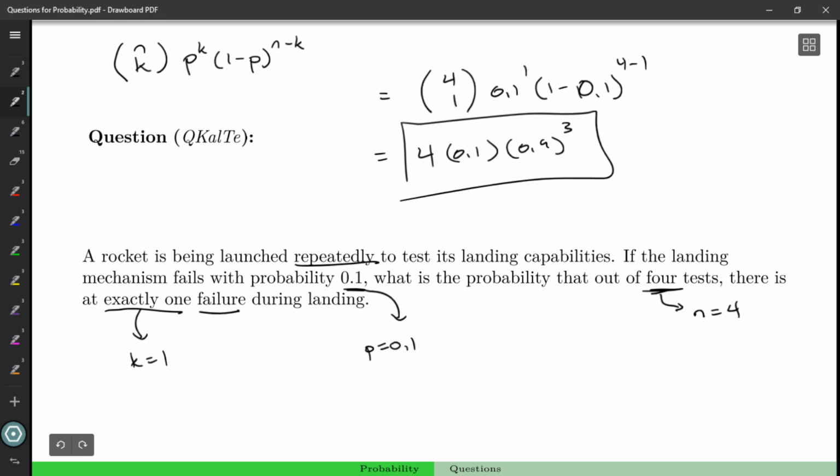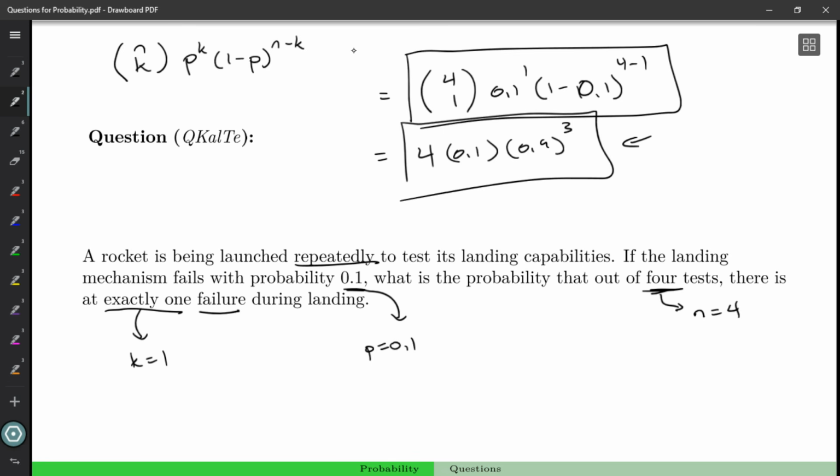And that's our answer. We're not going to simplify it any further. Of course, if you wanted to, you could. 4 times 0.1 is 0.4, and then 0.9 to the power 3 is 0.729, and you can multiply the decimals out as you like. But you could leave it simplified like that. You could probably even get away with leaving something simplified like that.